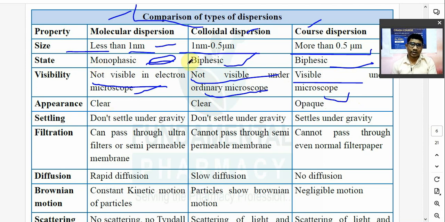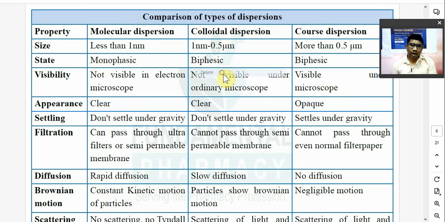Now appearance. See how the appearance is. Appearance of molecular dispersion is clear, colloidal dispersion is also clear, but coarse dispersion will appear opaque. Rate of settling: who will settle? Molecular dispersion does not settle under gravity. Colloidal dispersion also does not settle under gravity, but coarse dispersion or suspension will settle down under gravity.